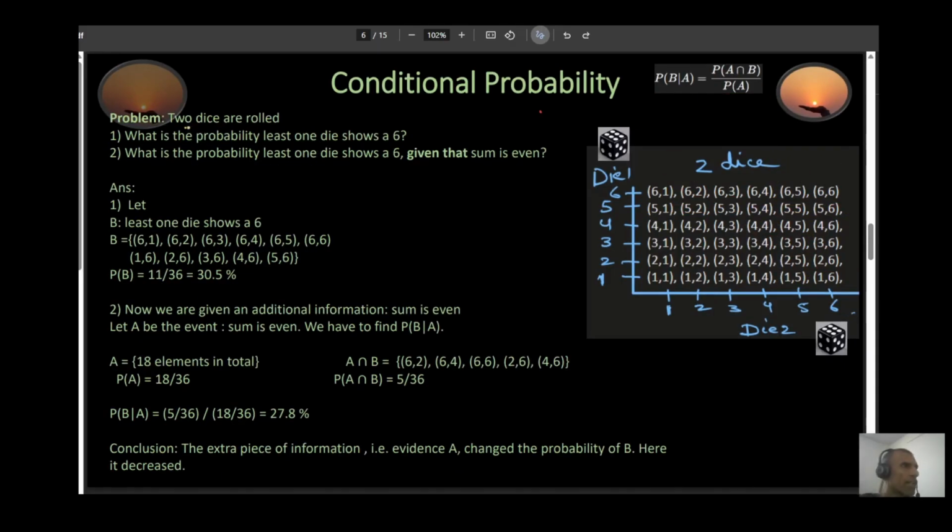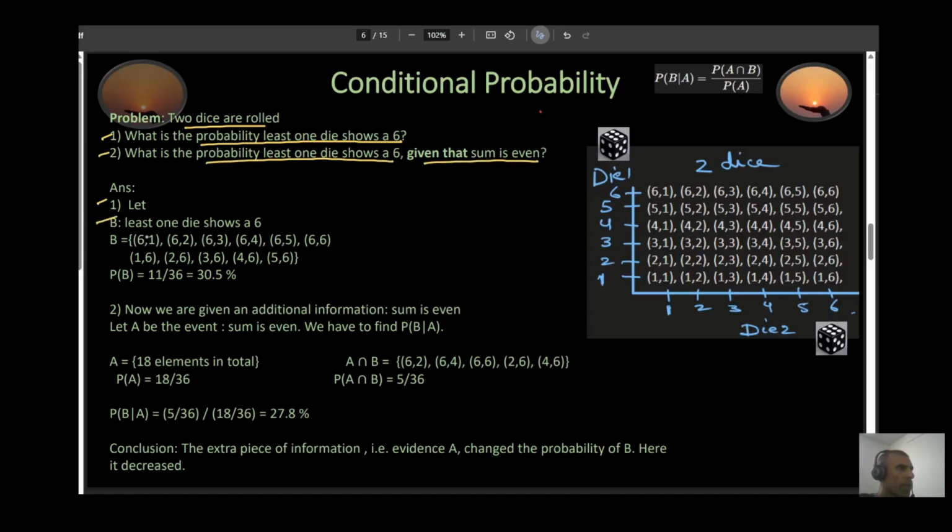So two dice are rolled. Question number one, what is the probability that at least one die shows a 6? Question number two, what is the probability that at least one die shows a 6 given that the sum is even? So let's do question number one first.